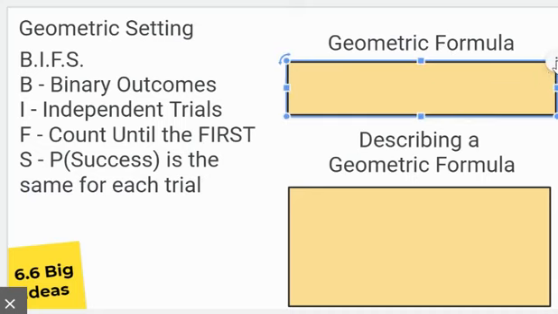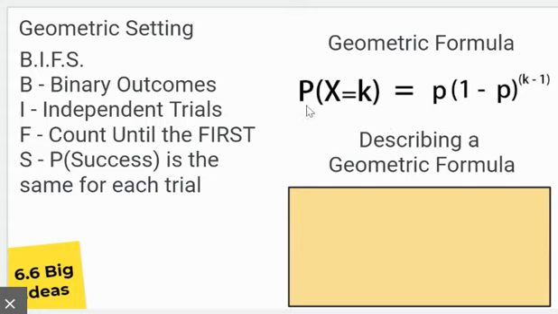Now, what about the geometric formula? So if we're looking at the formula for a geometric probability, it looks like this. Now, you could use little x instead of k here if you wanted to, but they mean the same thing. So the probability of x being equal to a particular value is equal to p, the probability of a success, times 1 minus p, which is the probability of a failure, raised to the k minus 1 power. So you should be able to use this formula in order to find a geometric probability.